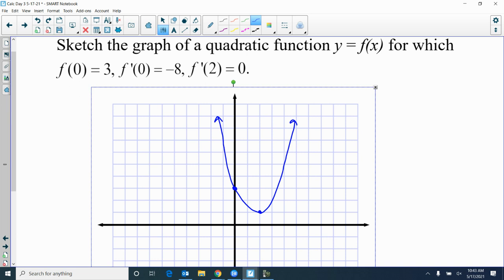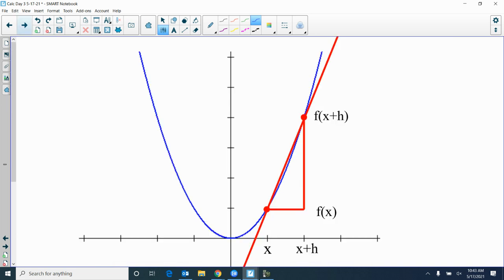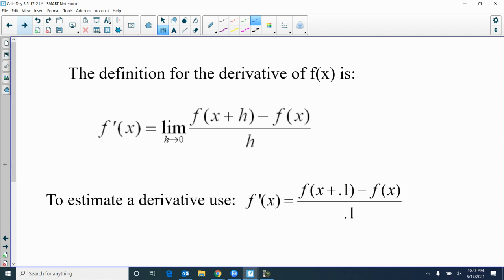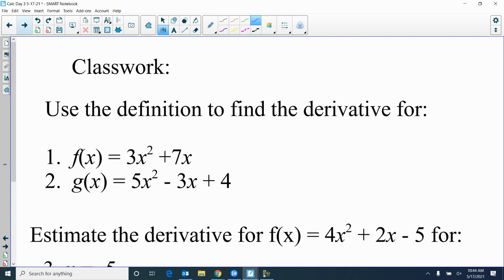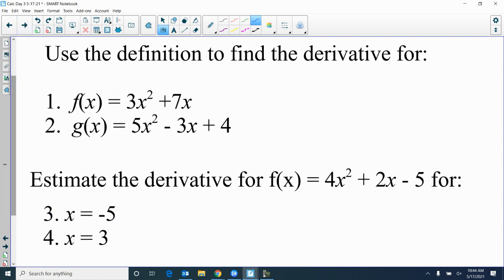All right, two things we talk about. We talk about the definition: f prime of x equals the limit as h goes to 0, that whole thing. And if we estimate the derivative, we just plug in 0.1 for that h. I'm going to ask you to do both. If you need to use the definition, you set this whole thing up. If you're asked to estimate, you use this. For classwork and homework, use the definition to find the derivative for 1 and 2. Estimate the derivative for 3 and 4 for that function. So do that now.